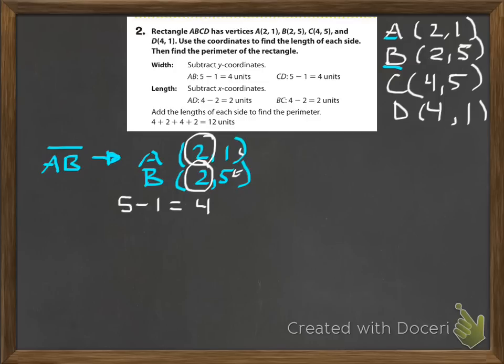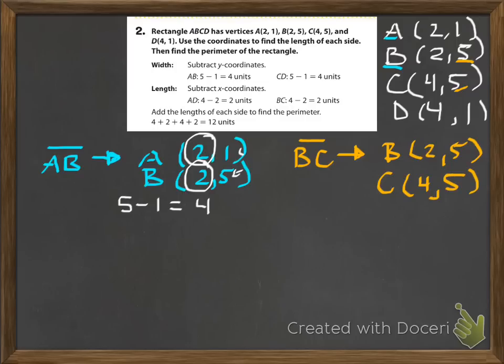Now let's go ahead and look over here and identify another 2 points that have the same coordinates. Now if you look at B and C, notice the 5s. So let's go ahead and do line BC right here. So line BC is going to be set up like this. B is (2, 5), and C is (4, 5).